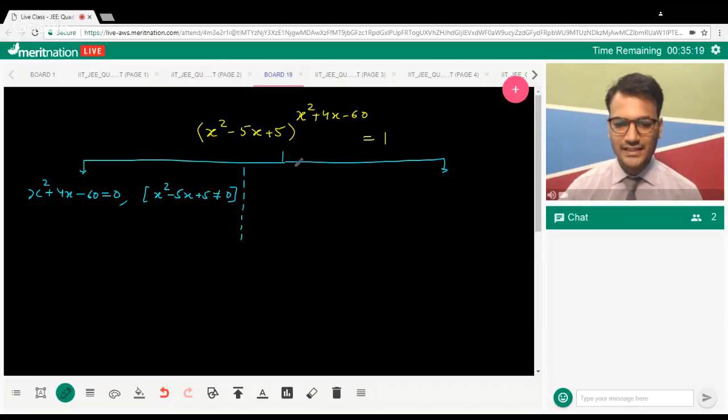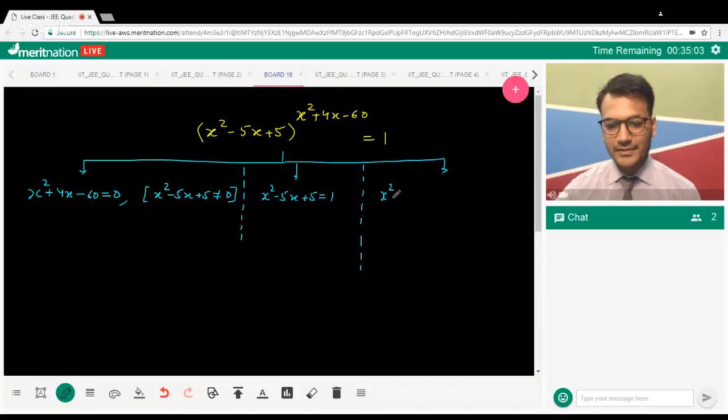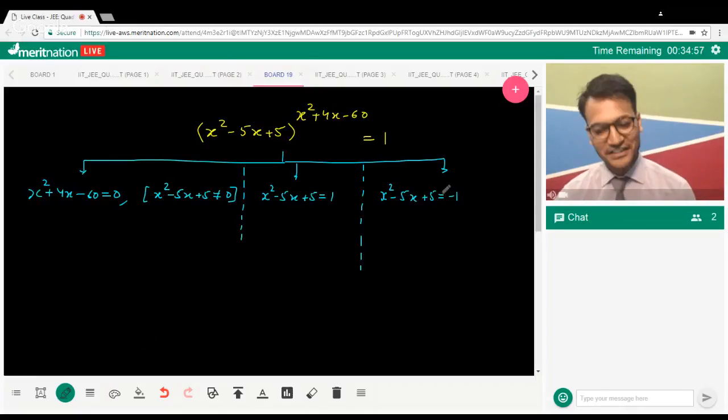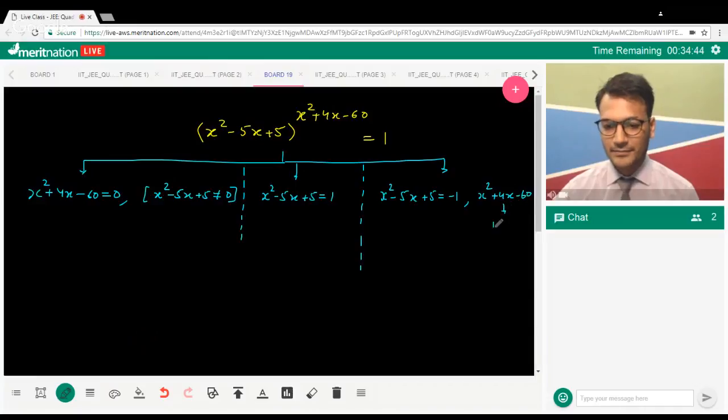The second condition which I wrote was when this base is equal to 1. In that case, the power could be anything, any number. And the last case is something which people tend to forget, and you would get an incorrect result if you do that. Let's have a look: x square minus 5x plus 5 is equal to -1. Here, the important condition is that x square plus 4x minus 60 must be even. This is an important condition, right?